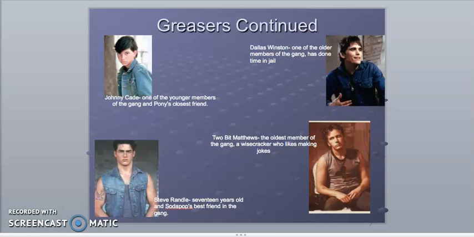Here are some of the other greasers that we see in the novel. So we have Johnny Cade. He is one of the younger members of the gang and Ponyboy's closest friend. Dallas Winston is one of the older members of the gang, and he has done time in jail. He has one of the worst reputations of the gang. Two-Bit Matthews is the oldest member of the gang, a wisecracker who likes making jokes. And then Steve Randle is 17 years old and Soda Pop's best friend in the gang.